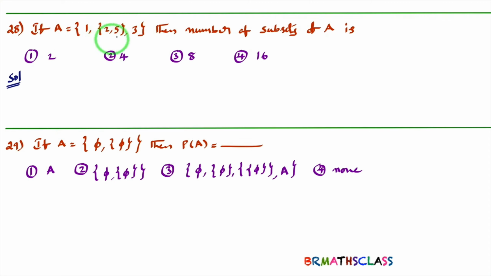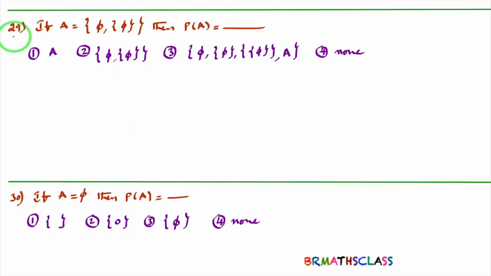The second element is set 2, 5. This is one element in set A. And the third element is 3. How many elements are there in this set A? 3 elements are there. We learned the formula. If set A is having m elements, then the number of subsets formula is 2 power m. So here, how many elements are there in set A? Set A contains 3 elements. So 2 cube is 8. So how many subsets will be there for set A? 8 subsets will be there for set A.